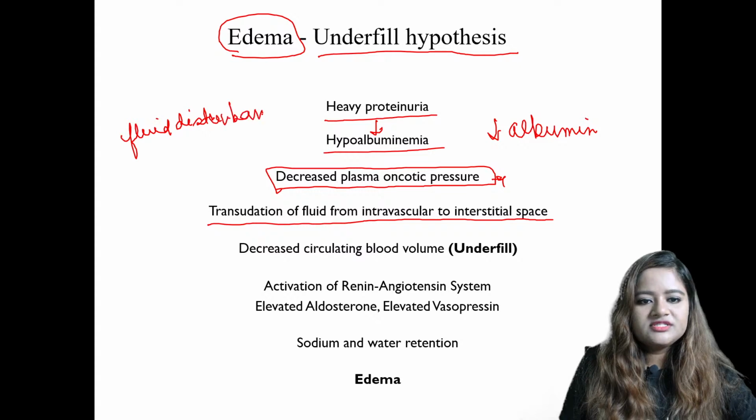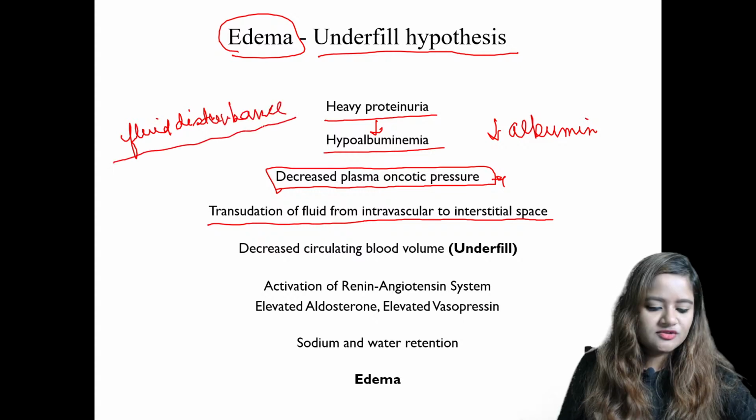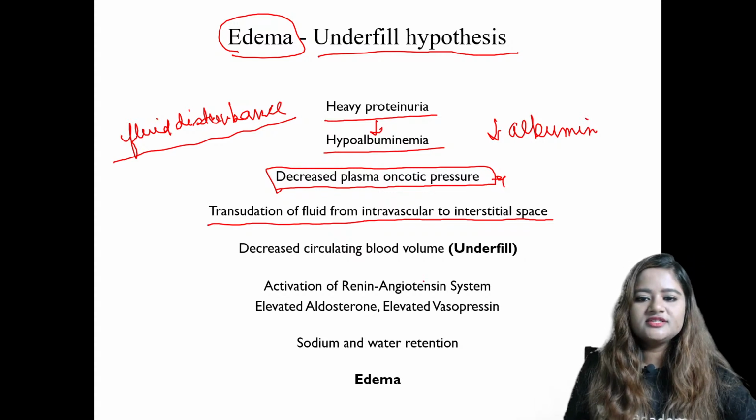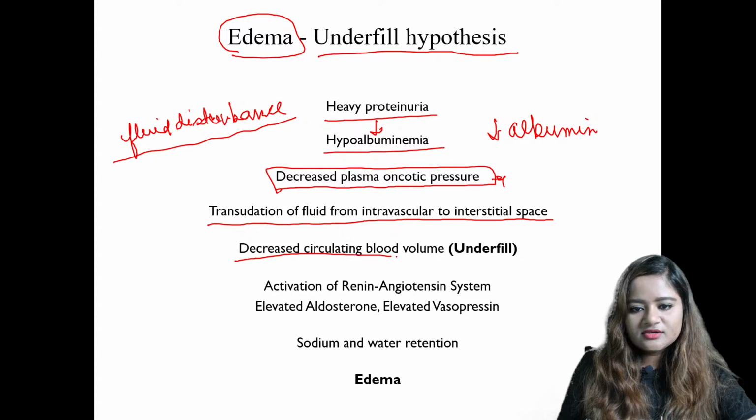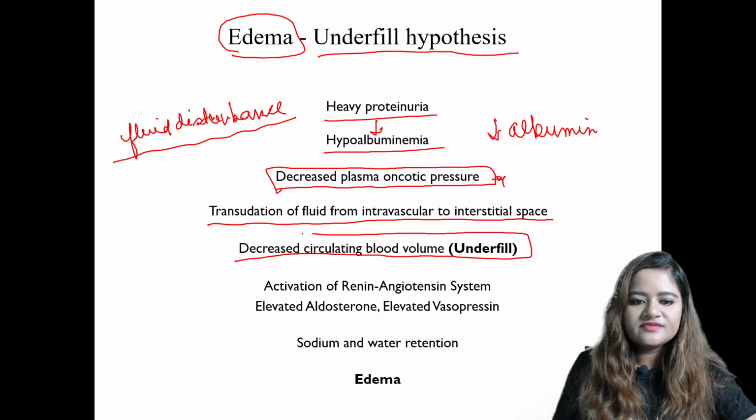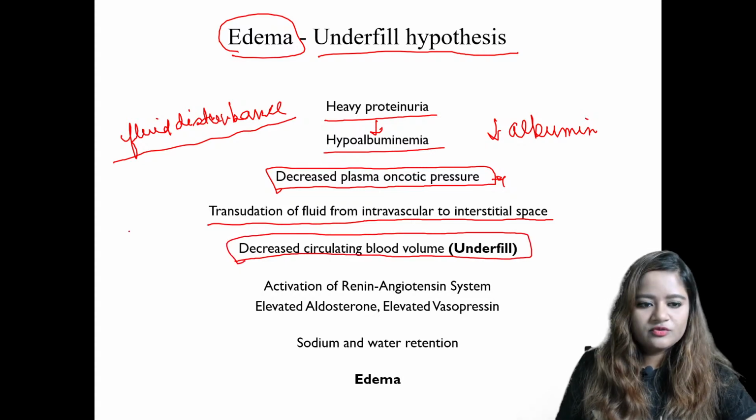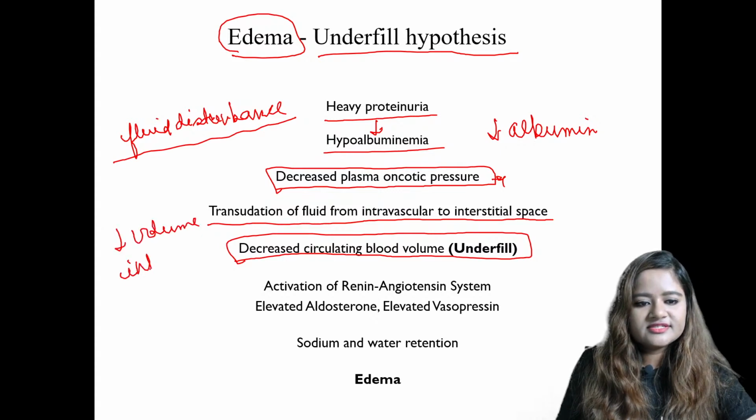Once the oncotic pressure has fallen, it will lead to transudation of fluid from the intravascular space into the interstitial space. So this is going to lead to decreased circulating volume. क्यों? क्योंकि आपका intravascular part has decreased volume now. So decreased volume of the intravascular part. ठीक है. This is very important topic.